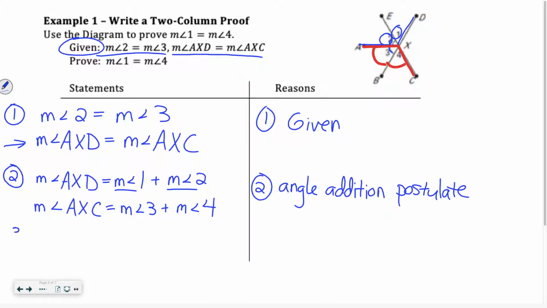Now down at step 3, we know that AXD equals AXC. What we are going to do is replace AXD with measure angle 1 plus measure angle 2. So instead of saying AXD equals AXC, we can say the measure of angle 1 plus the measure of angle 2 is equal to, we're going to replace AXC with this part, the measure of angle 3 plus the measure of angle 4.